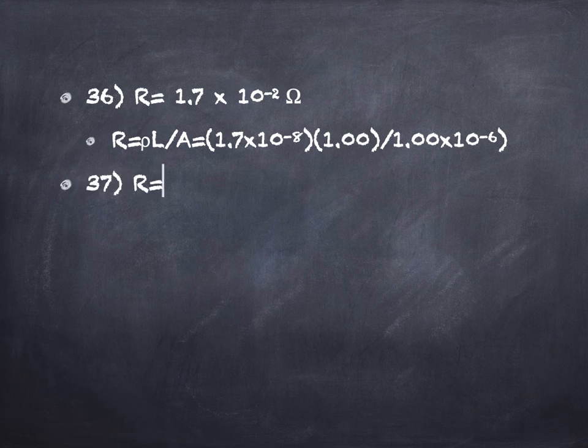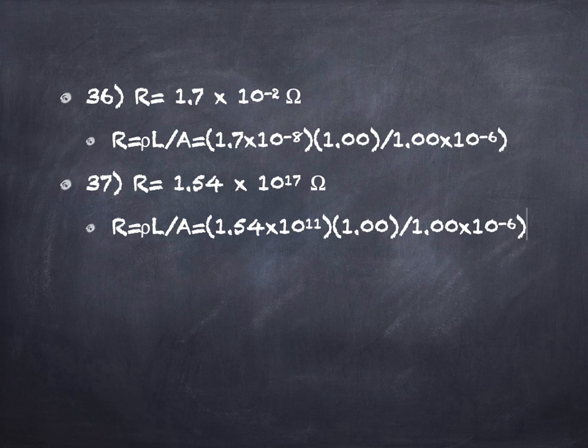For 37, it's 1.54 times 10 to the 17th ohms, and this one is a kind of glass that gives us the resistivity. So we plug that into one spot, it gives us the length, and gives us the cross-sectional area, and gives us the final answer. The equation we're using is resistance equals resistivity times length divided by area.